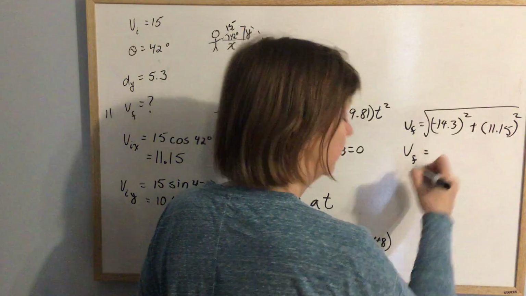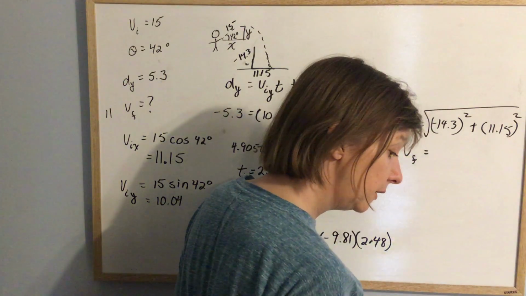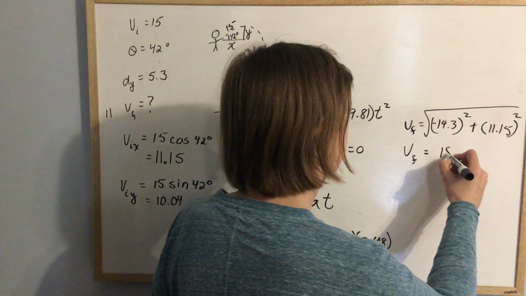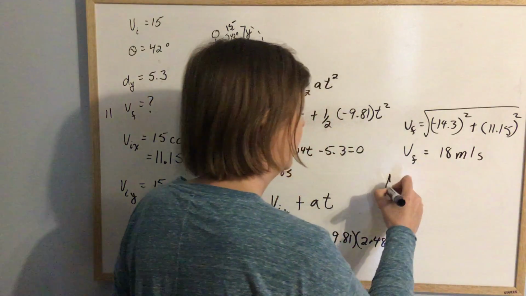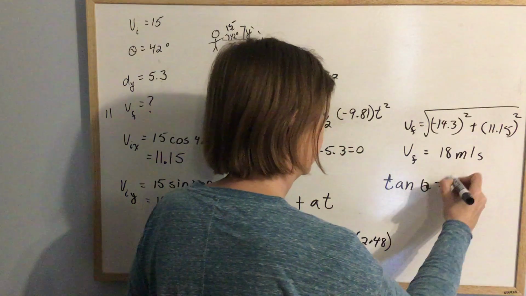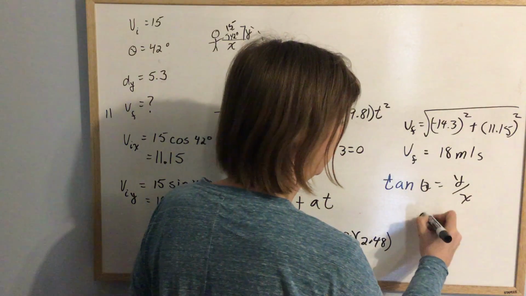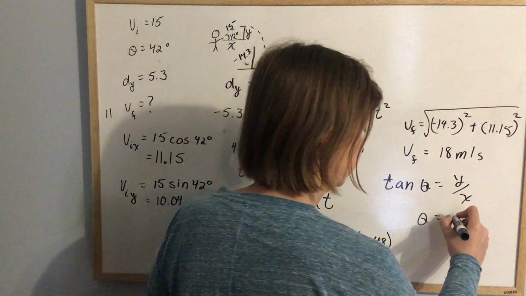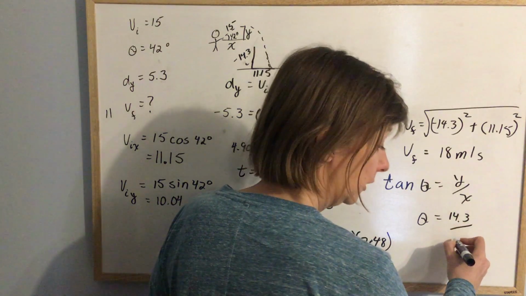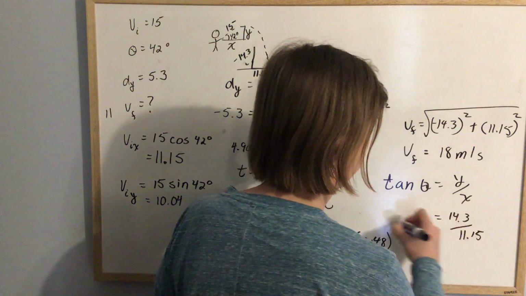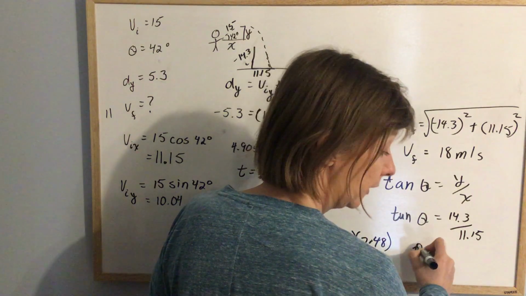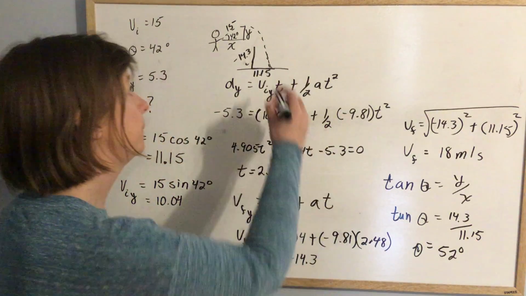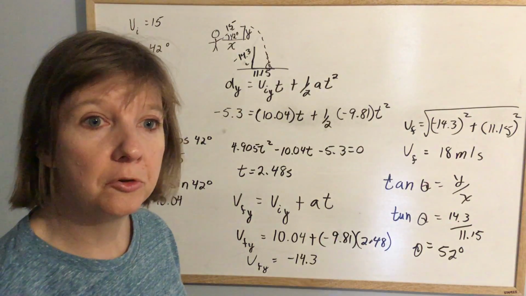And so my final velocity for me when I did it, I could have two significant figures. So I got 18 meters per second. And then tan theta of y over x. No need to worry about the fact that there's a negative there. I would just do 14.3 over 11.15. And so theta for me ended up being 52 degrees. So again, that would be that angle, 52 degrees.